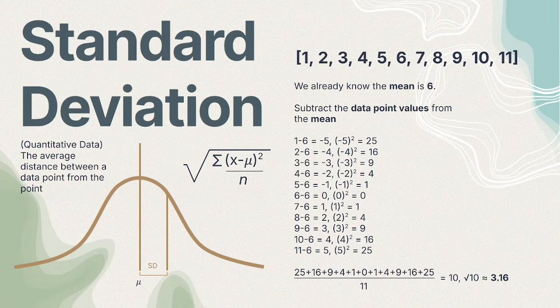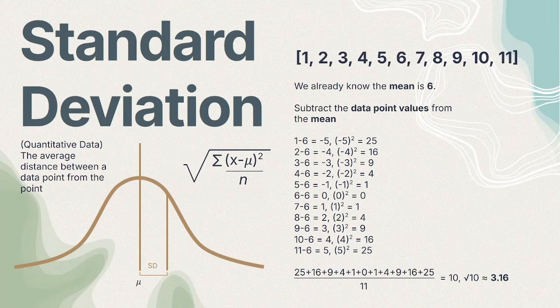Standard deviation tells us the average distance between a point and the mean. The formula looks intimidating. It's the square root of the sum of each data point minus the mean, squared, divided by n. But conceptually, all it's doing is, first, finding how far each point is from the mean; second, squaring the distance so negatives don't cancel positives; third, averaging all those squared distances; and fourth, taking the square root to bring it back to the original units.